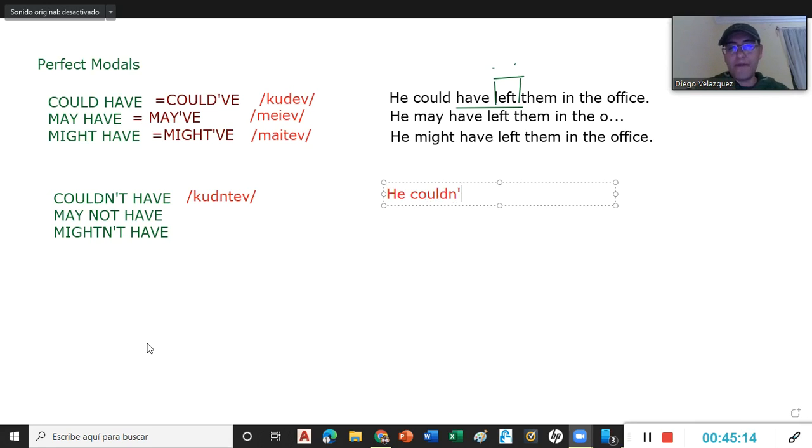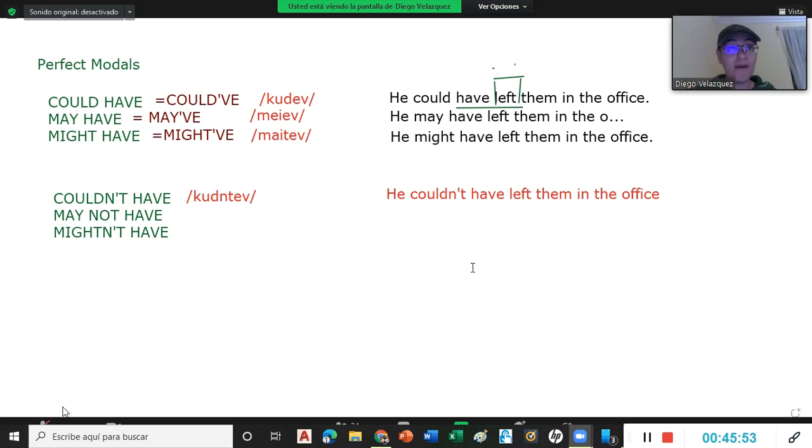So we have maybe the following examples. Just for us to check pronunciation, I'm repeating practically the same sentence. He could not have left them in the office? No. He couldn't have left them in the office? Not really. He couldn't have left them in the office. That's the correct one. He couldn't have left them. Couldn't have. He couldn't have left them in the office, okay? The faster you can do it, the better, of course. Okay, my friends? He couldn't have left them.